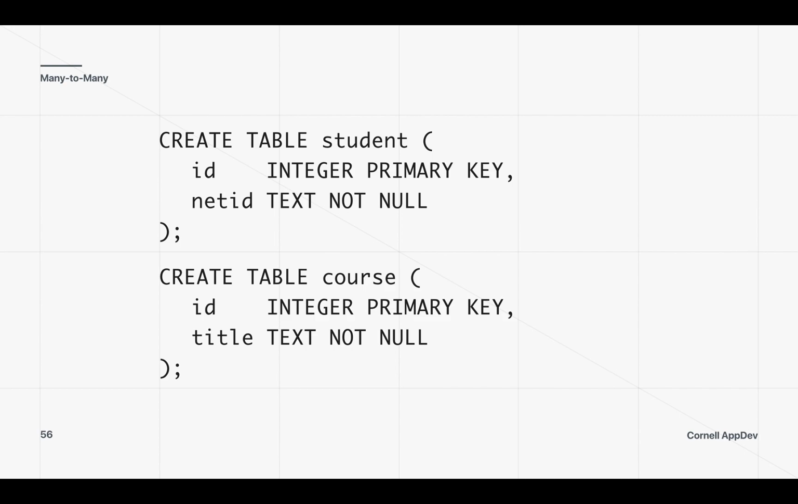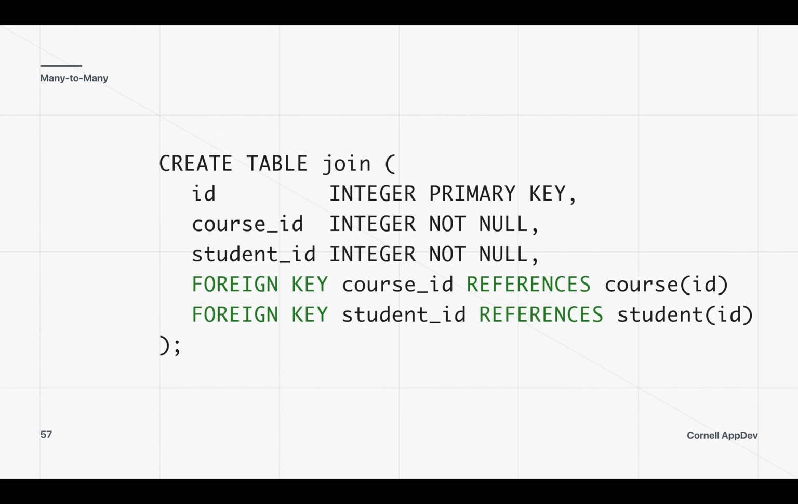So here's an example of how we would actually implement this in SQL. We can set up two regular tables, student and course, with ID and net ID, and then ID and title columns respectively. And then here's how we would want to make this join table we're talking about. So we create table join. Each join needs its own ID to keep track of itself, even though we may not use it, but then we can define the course ID and student ID columns. They're both going to be integers, the same type as the IDs in the tables we'll be referencing.